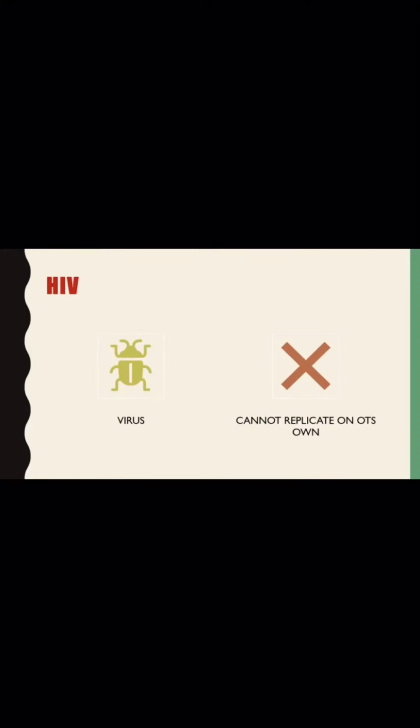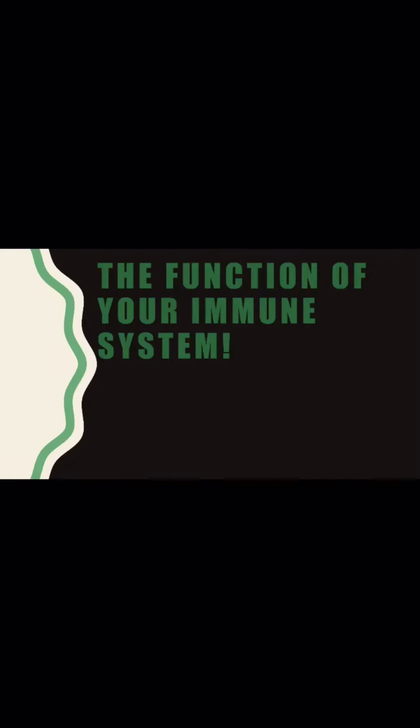So two main things to keep in mind about HIV is that it is a virus and that it cannot replicate on its own. So remember, from an evolutionary perspective, it's very important for an organism to be able to pass genetic information from parent to offspring. But HIV is not able to do this alone, and it is dependent on other organisms to do this. So keep this in mind as we continue to explore HIV and its attack on the human immune system.